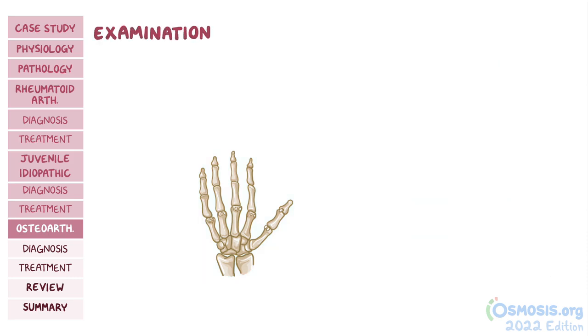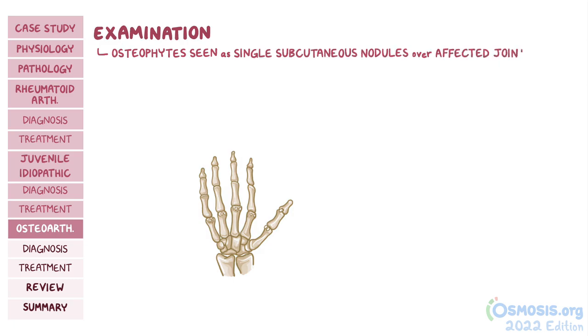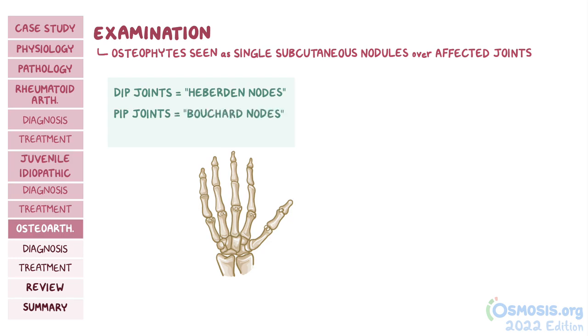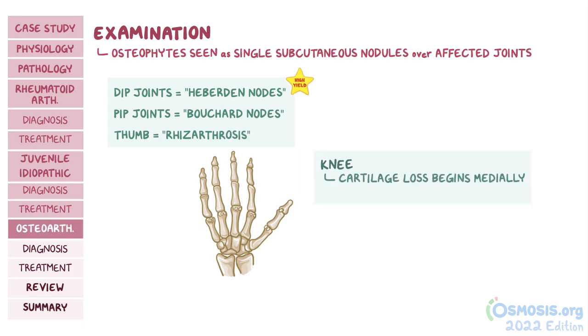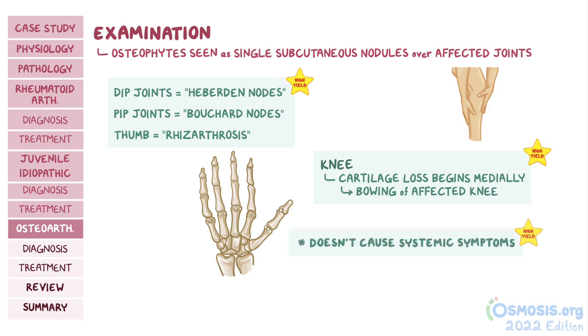On examination, the osteophytes might be seen as single subcutaneous nodules over the affected joints. When seen in the distal interphalangeal joints, they're called Heberden nodes, and when they're seen in the proximal interphalangeal joints, they're called Bouchard nodes. Osteoarthritis of the thumb is called rhizarthrosis. Now, because knee cartilage loss begins medially, individuals might have bowing of the affected knee. Finally, unlike in rheumatoid arthritis, osteoarthritis doesn't cause systemic symptoms.